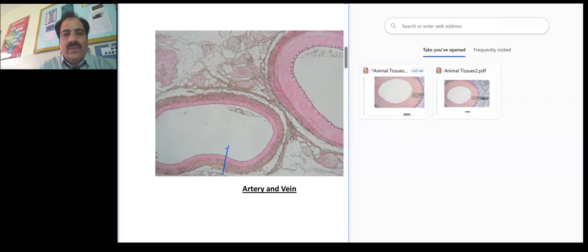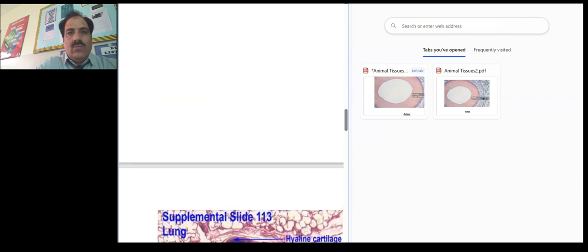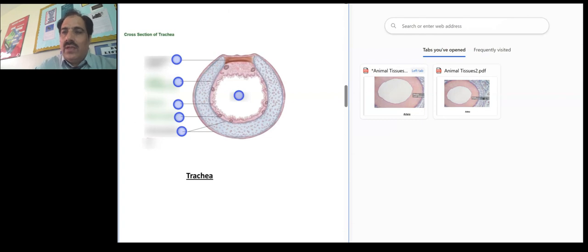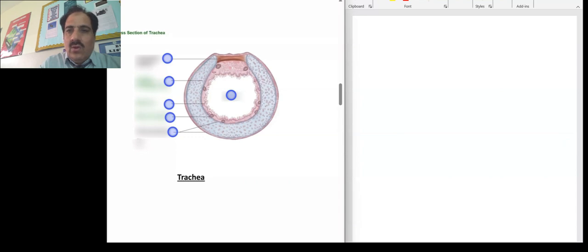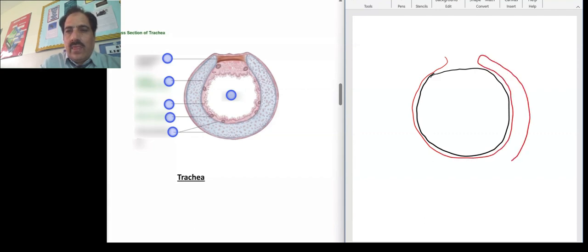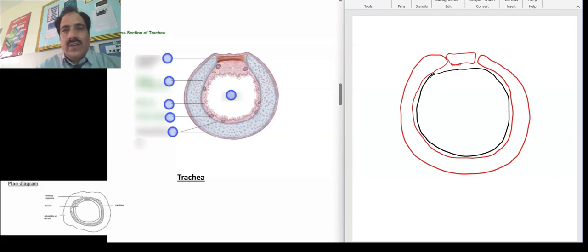Now moving on to the next one. Here we have the TS of a trachea. So how can we do the TS of a trachea? It has the lumen over here. Then there is a C-shaped cartilage surrounding it. And then we can see the smooth muscle over here in this part. So this is the TS of a trachea.